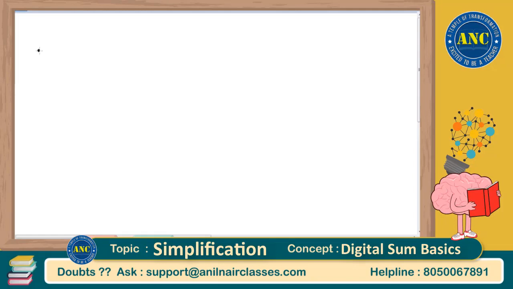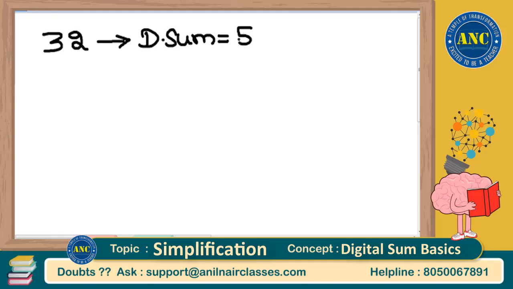Now see here, why is 9 equal to 0? Suppose, for example, I take a number called 32. What is the digital sum of 32? The digital sum of 32 is 5, right? 3 plus 2 is 5.